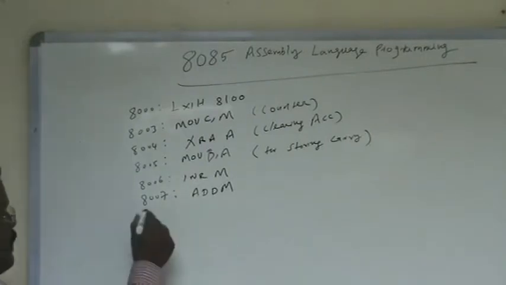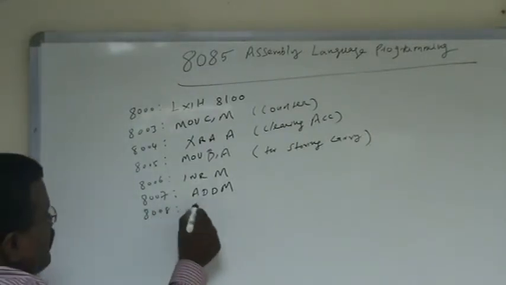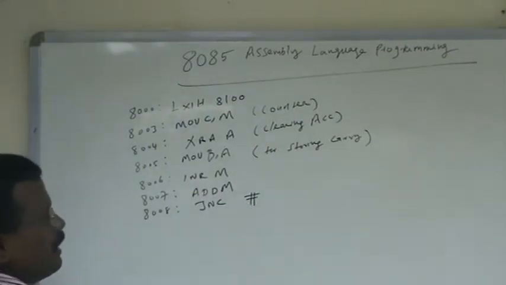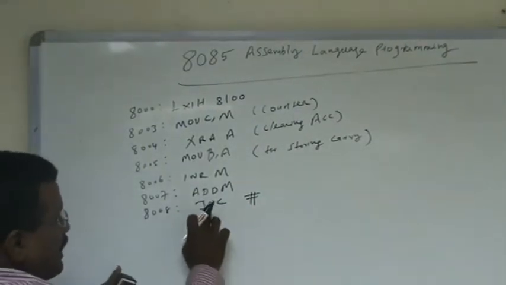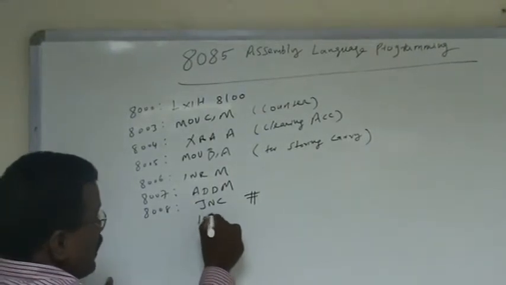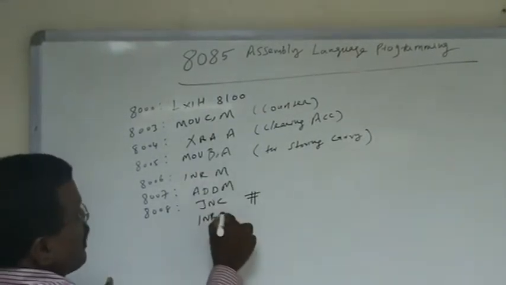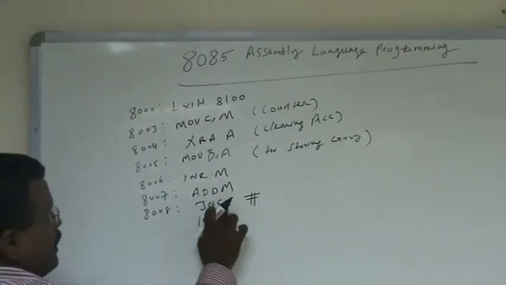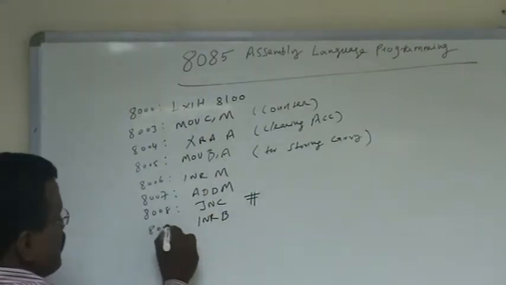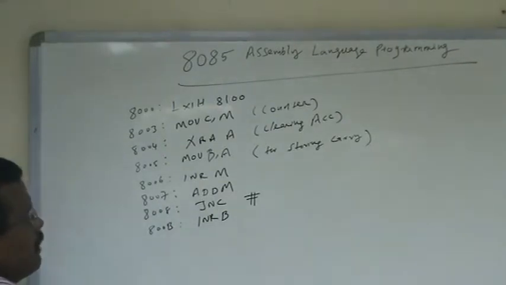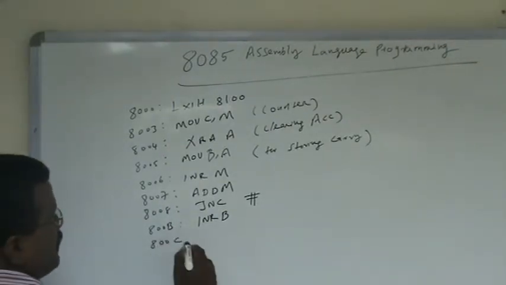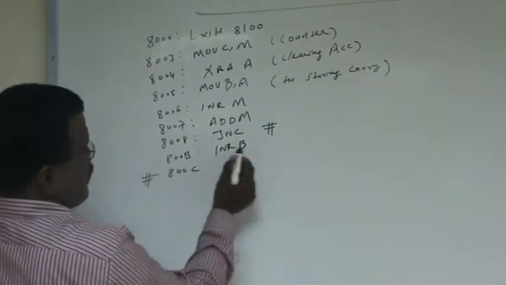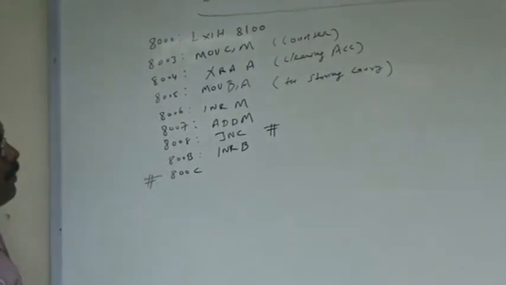Now I am checking the carry flag. Jump on no carry, JNC. You have to skip the next instruction if there is no carry. If there is a carry, we have to increment the register which is allotted for carry, INR B. If there is no carry, we have to skip it. So this is 800B, and this is 800C. Jump on no carry. Now this jump should come to the loop at 800C.